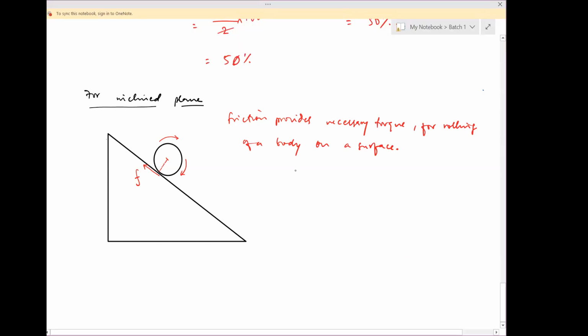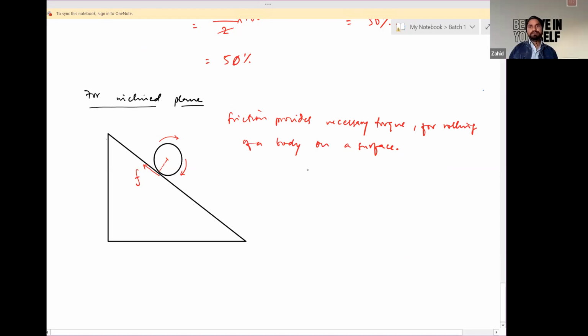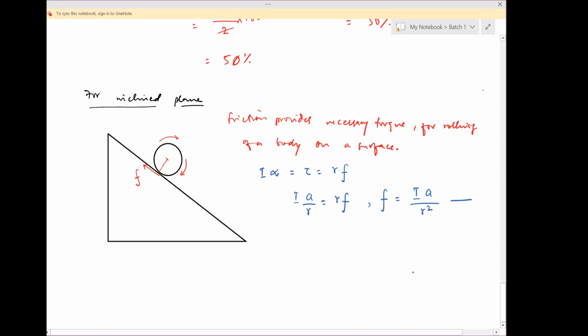Yes, sir, clear. Now, torque equals distance into force, and torque also equals moment of inertia into angular acceleration. If you put the value of angular acceleration in terms of linear, it will be a by R, equals R times F. On simplifying, frictional force equals moment of inertia into a divided by R square. Hamza, is it clear? Yes, sir.